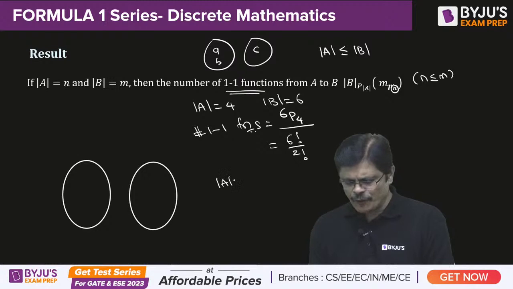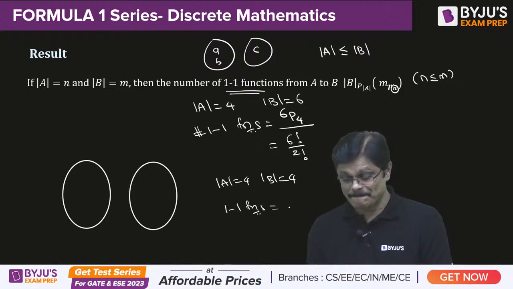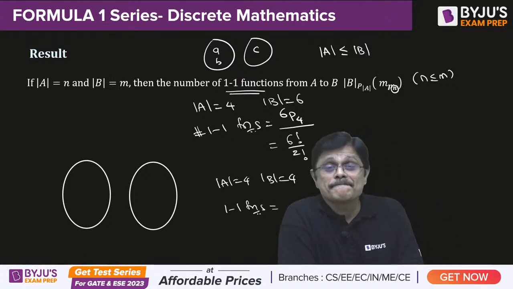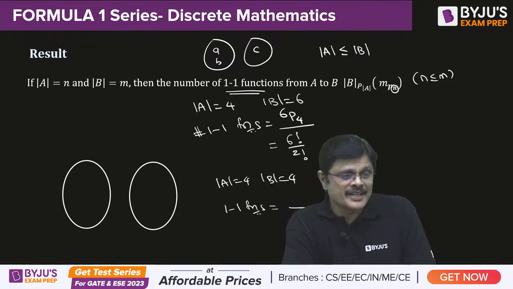Suppose A contains 4 elements, B contains 4 elements. Number of 1-1 functions? How many 1-1 functions are there?